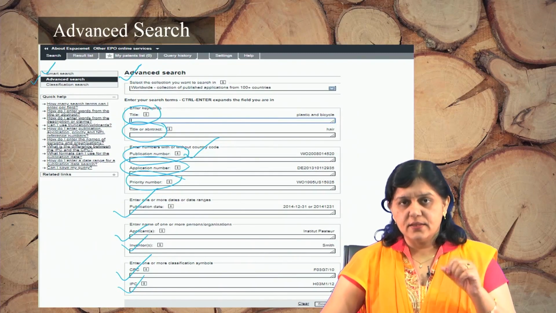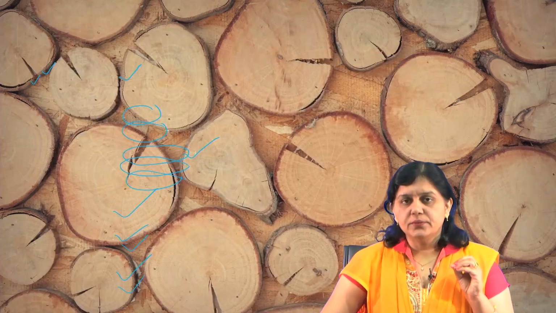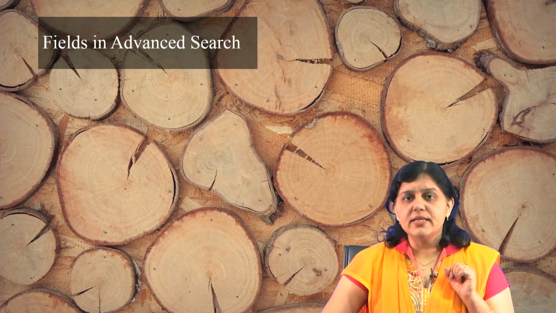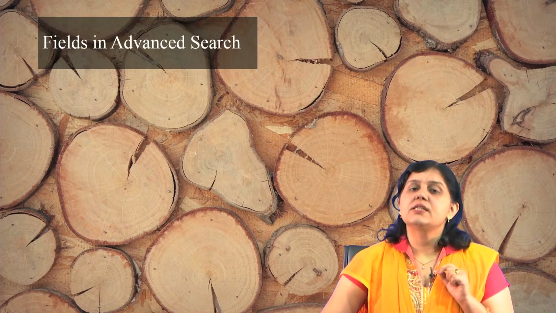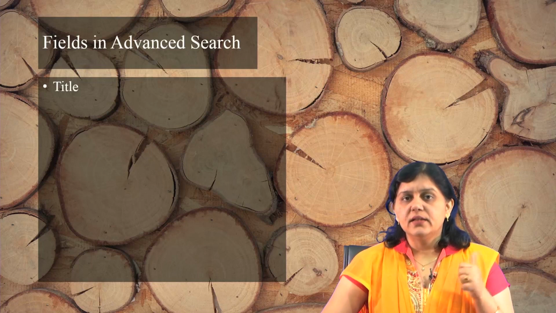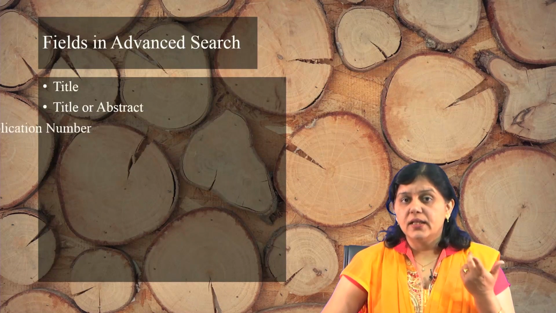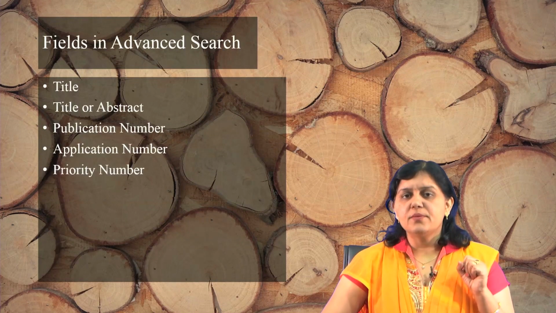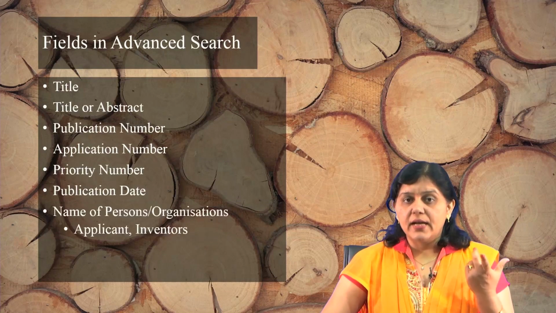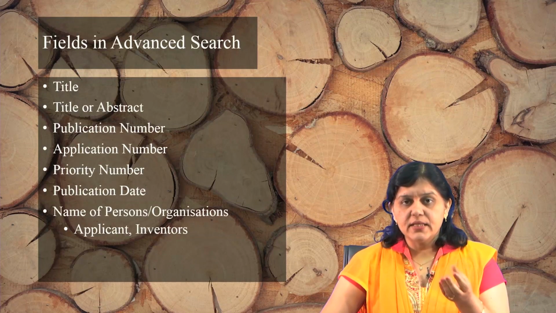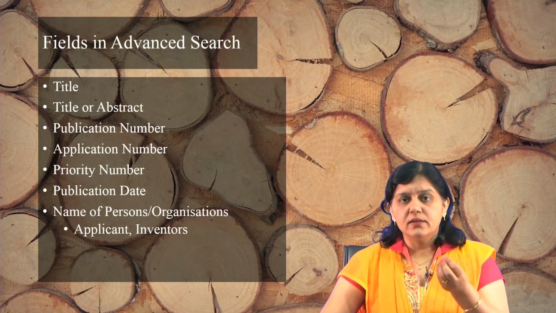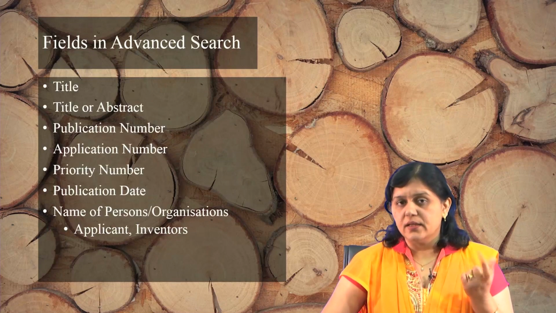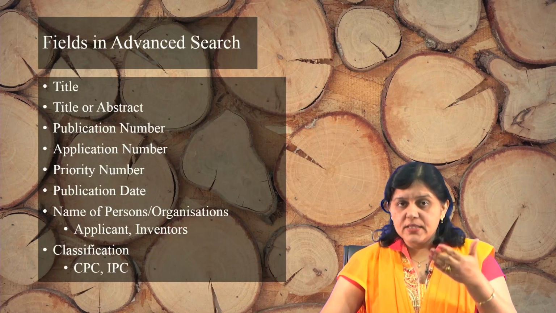Okay. So, this is the advanced search. Now, we will see the fields in the advanced search. You have already seen what the fields in the advanced search are, but we will just list them down. These are title, then title or abstract, then publication number, application number, priority number, publication date, and then the name of the organization, which will include the applicants and inventors, and it will also contain the classification. So, these are the different fields.